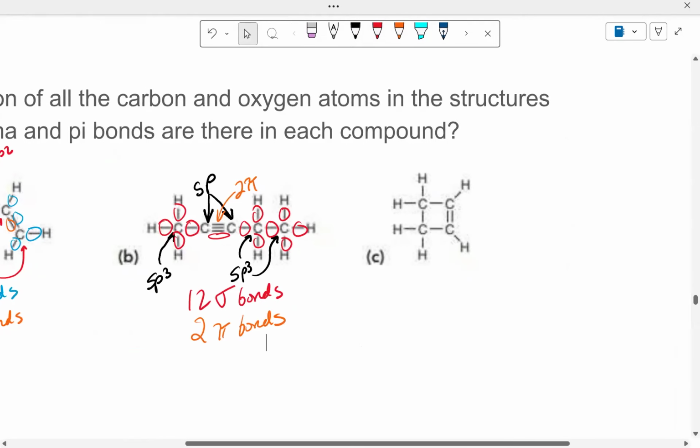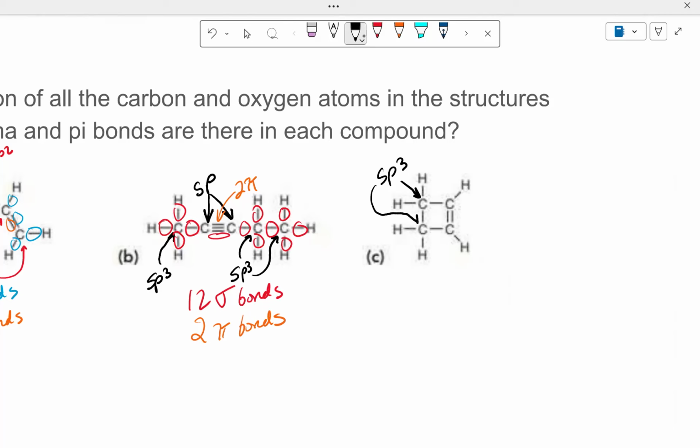All right, let's look at letter C. So again, all we got to do to figure out hybridization is count how many regions of density are around a carbon. So this carbon right here, doesn't matter that it's in a ring, the tactic is still the same. There's 4 regions of density around it, 4 single bonds. So that's sp3. We'd say the same thing for this carbon. It's got 4 single bonds around it. That's 4 regions of electron density.